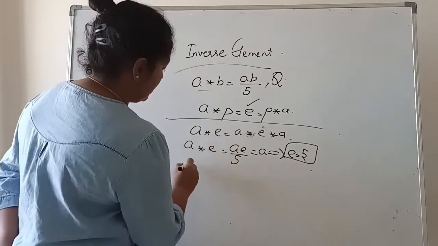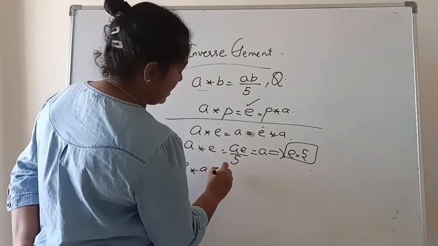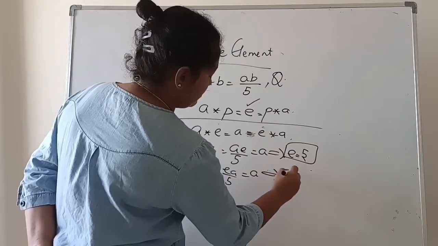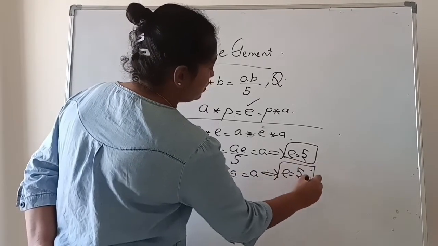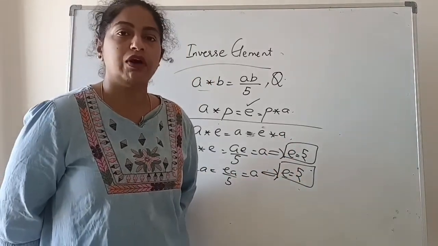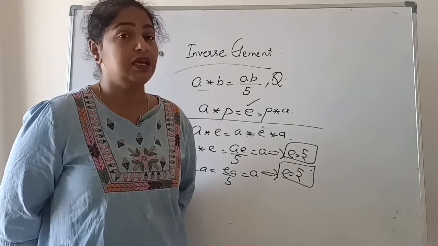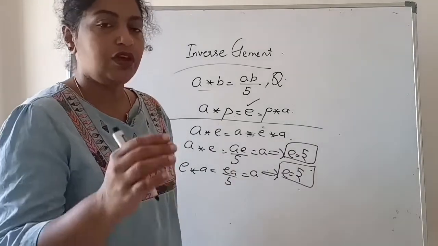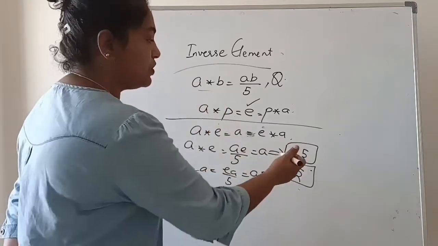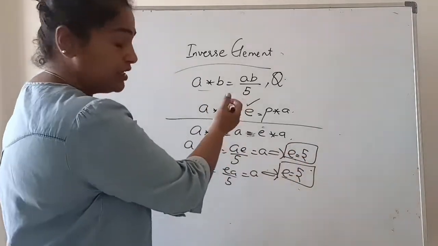Right? Now, what is E binary A? E binary A is EA by 5, that is also equal to A. So, my value of E is again equal to 5. So, for the identity element, I am getting the same value in both the statements. So, I can say safely that E is my identity element. Now that you have found the identity element, let me go and find the inverse element by substituting the value of the identity element over here.